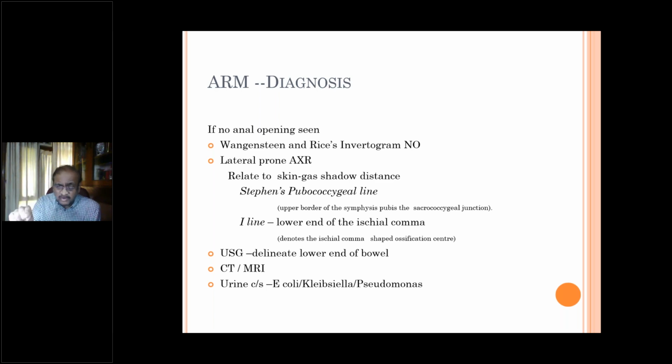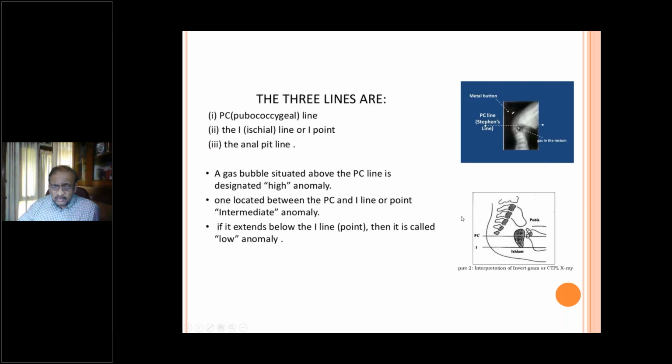So if you connect the lower part of the comma on the two sides, then you'll have a transverse line running through the lower end of the ischial comma, and you see the gas shadow in relation to it. This is the ischial comma, the line running out here, and this is the upper part of the pubic bone, and this is the sacrum and the coccyx. So basically we're talking about a line out here and a line out here. These are two parallel lines.